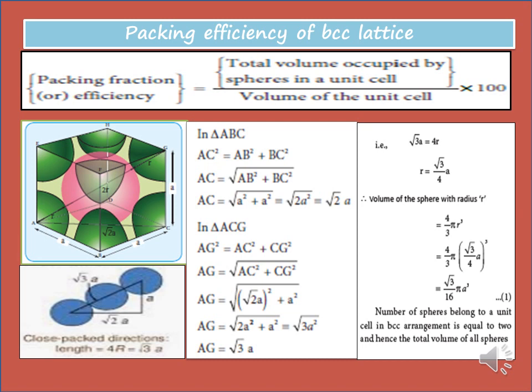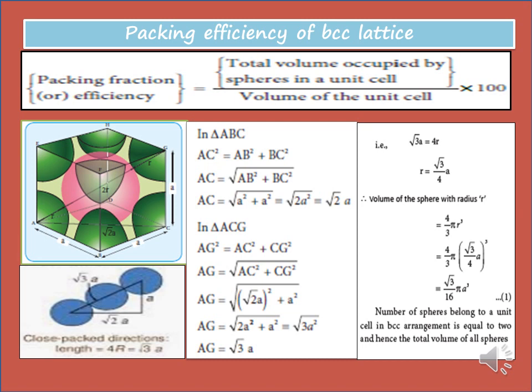If you take the triangle ABC, we know that AC square is equal to AB square plus BC square, or AC is equal to the square root of AB square plus BC square. We know the edge length is a. So a square plus a square is equal to AC square, which is equal to 2a square. If you take the root, you have AC equal to root 2 a. If you consider the triangle ACG, that is the body diagonal triangle, AG square is equal to AC square plus CG square. Already we calculated AC to be root 2 a, so root 2 a the whole square, and CG we know is a, so a square. When you substitute, you will have the value of AG as root 3 a.